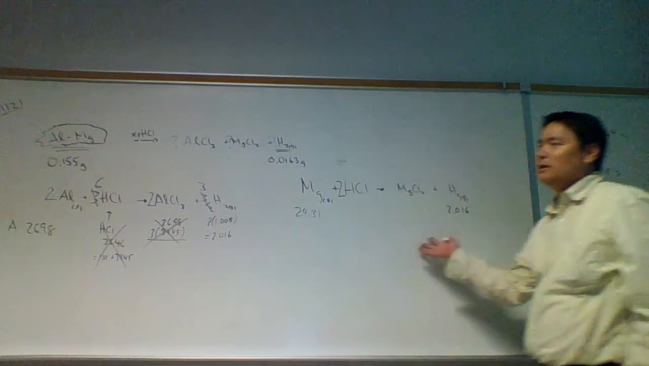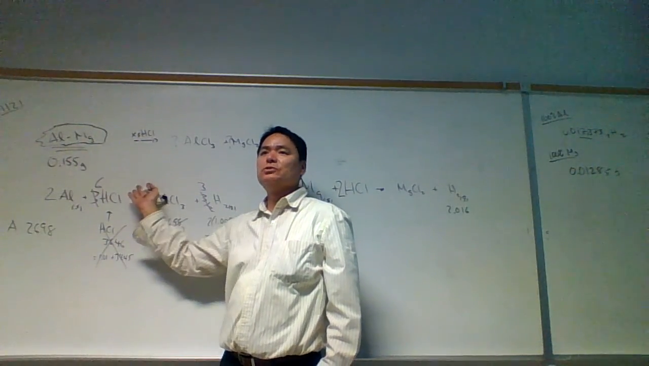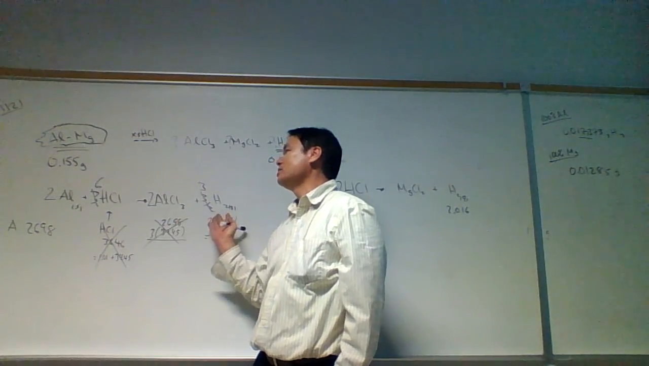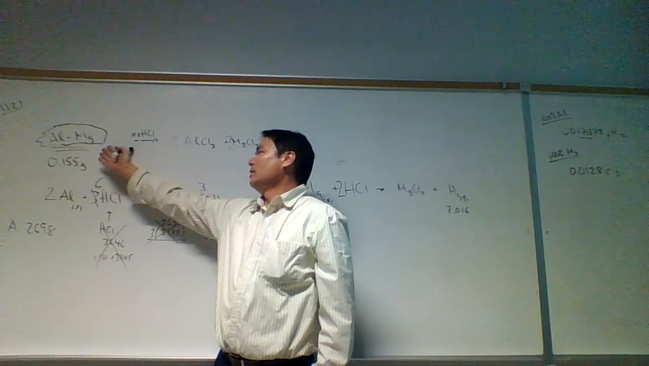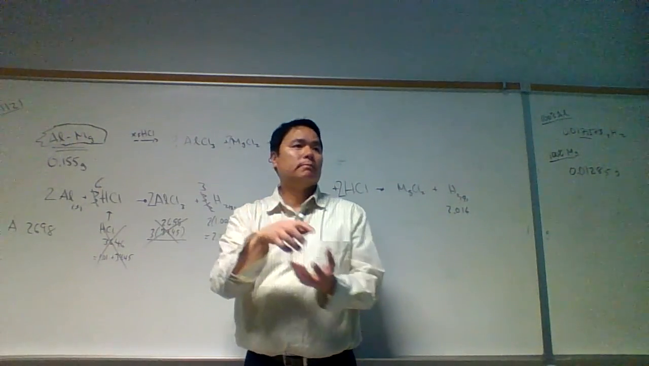If we already knew how many grams of aluminum and how many grams of magnesium we have, then it's just a simple stoichiometry problem. If we know how many grams of aluminum, we figure out how many grams of hydrogen generated. We know how many grams of magnesium, we figure out how many grams of hydrogen are generated, and just add those two up, right?